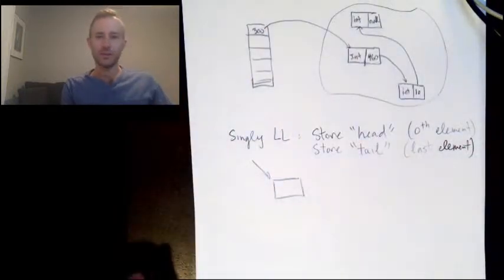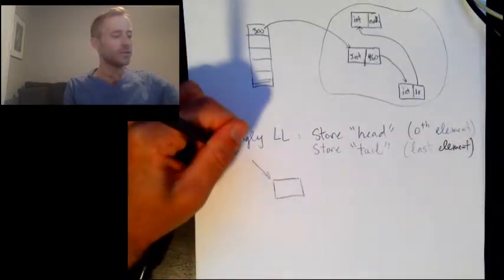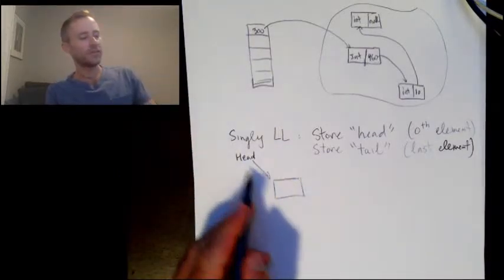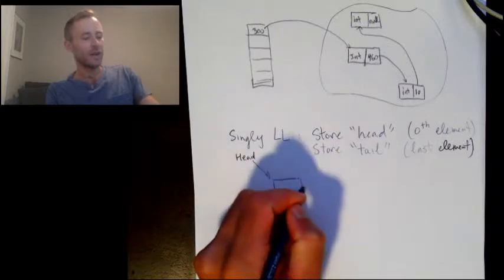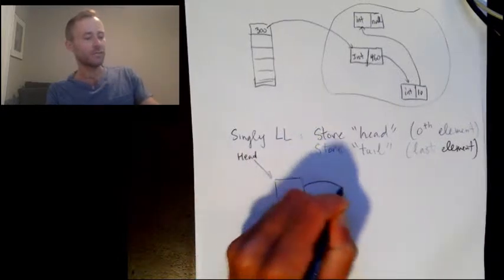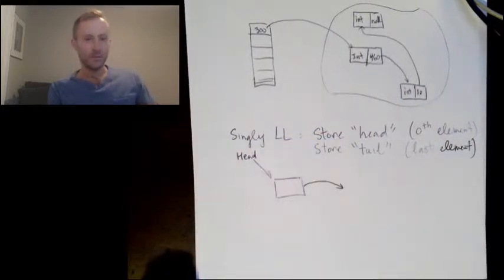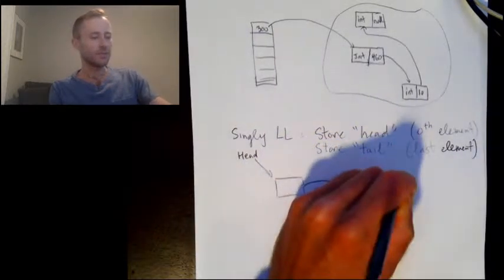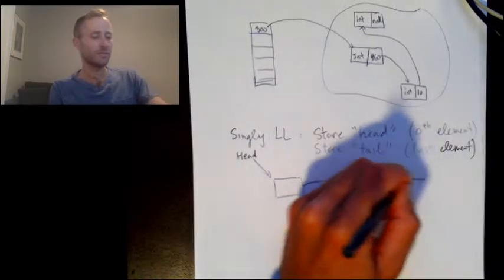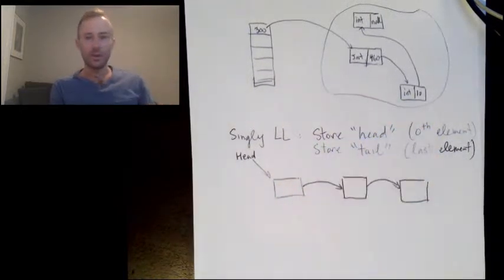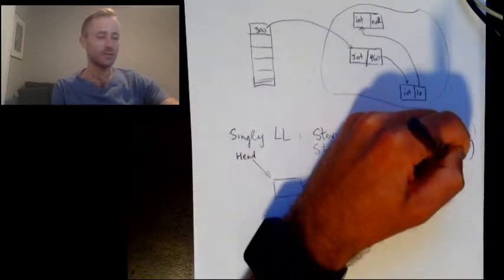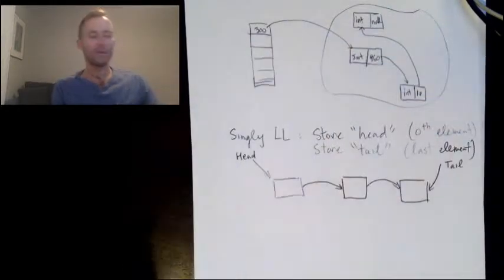Okay, so the tail is the last element. So here's the head. Okay, and in a singly linked list, you have the location of the next element, like this. So this is a singly linked list. And then you're also storing the location of the last element, so the tail is right here.